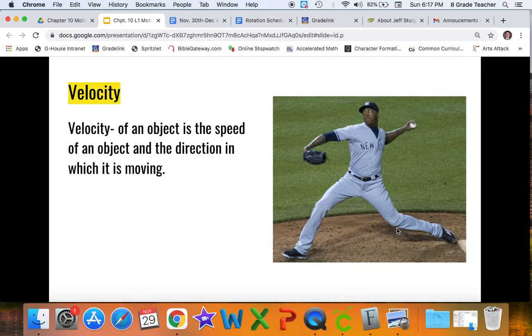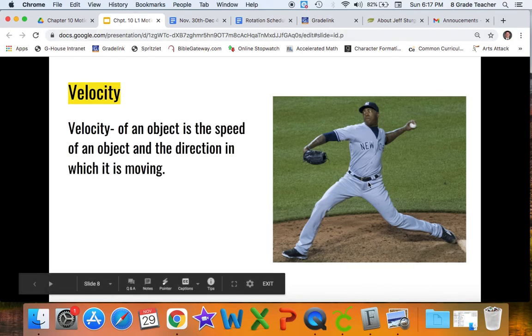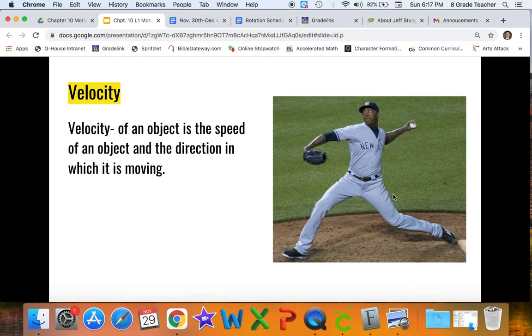Now, here's why I showed you this picture of a baseball player named Aroldis Chapman, because he can throw a baseball 104 miles per hour. He's got a crazy velocity because that ball is moving in a specific direction. That's how it's described. In baseball terms, they call it velo, or velocity, in which that ball is moving. The velocity of an object is the speed of the object and the direction of its motion.